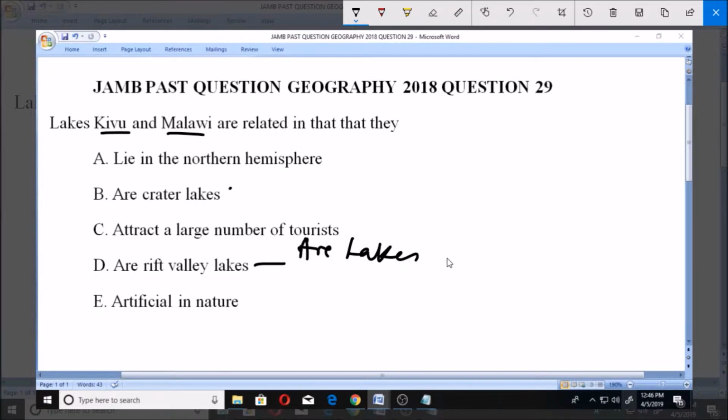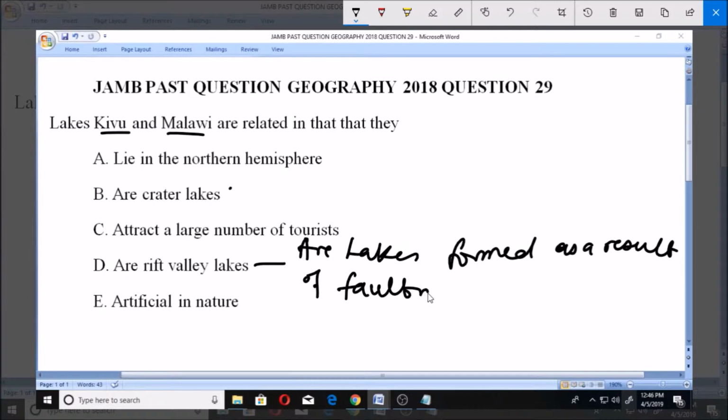lakes formed as a result of faulting. You understand? So this faulting gives rise to valleys by the sinking of land between two parallel faults.